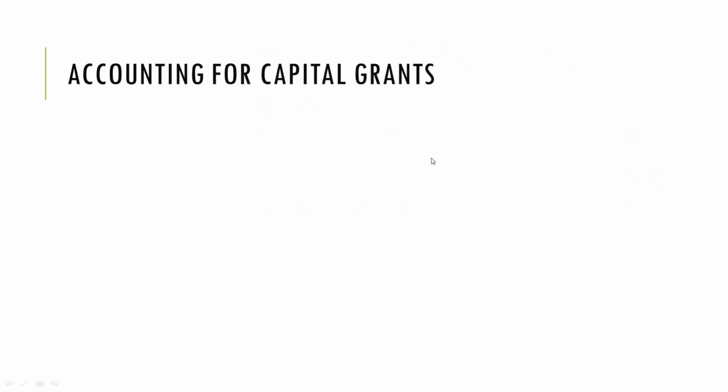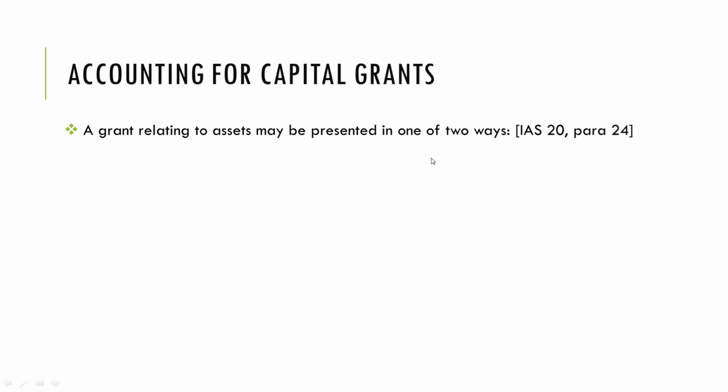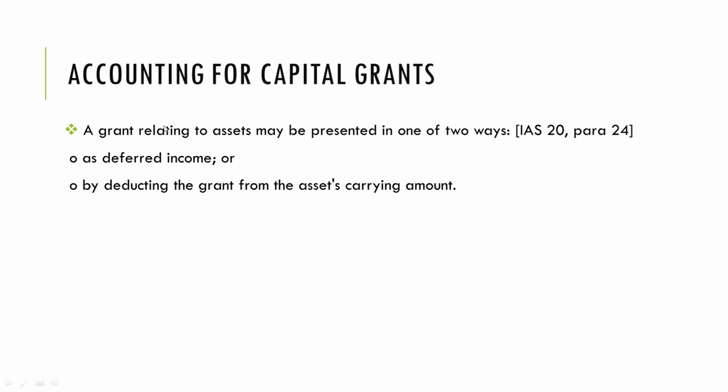What about capital grant? As I have explained just now, capital grant relates to the grant given for the purchase of non-current assets. When we talk about capital grant, it can be presented in two ways. There are two methods to account for capital grant: by using the deferred income method, or by deducting the grant amount from the asset carrying value. Alright, so for capital grant, there are two methods. The first method is the deferred income method. The second method is deducting the grant amount from the carrying amount.